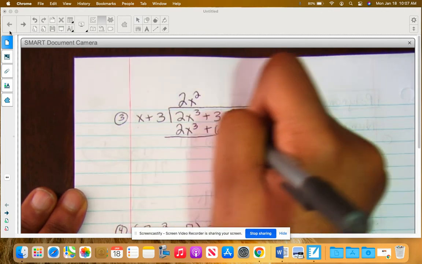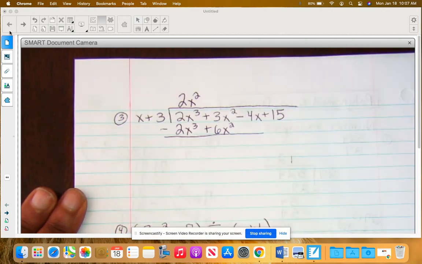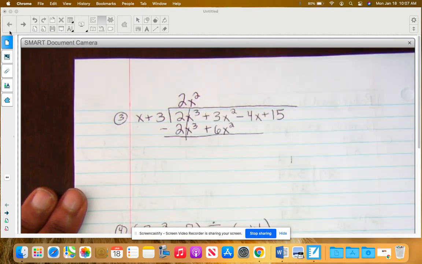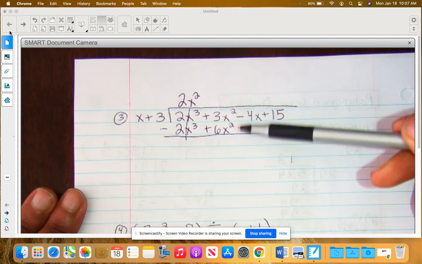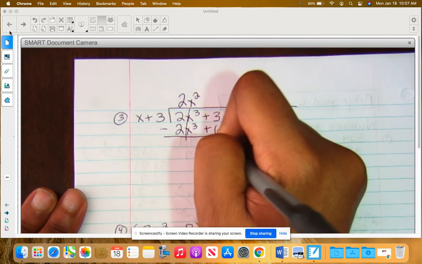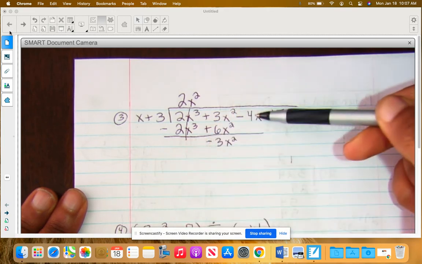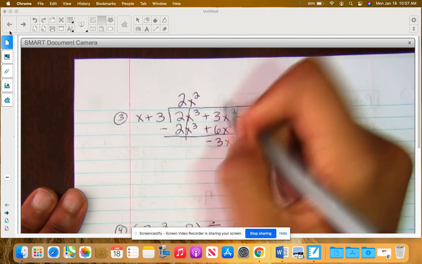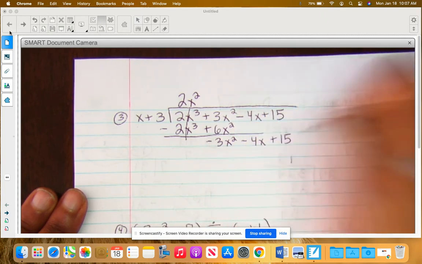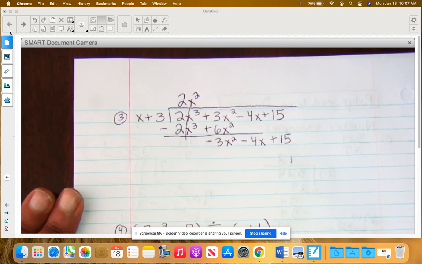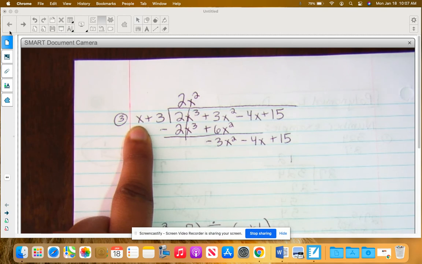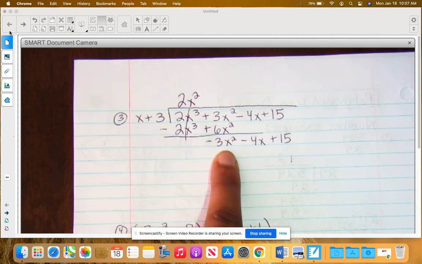Draw the line and subtract. 2x to the third minus 2x to the third goes away. 3x squared minus 6x squared is negative 3x squared. We haven't touched these two, so I'm just going to bring them down. Repeat the process all over again. Take the first term on the outside. See how many times it goes into this first term.